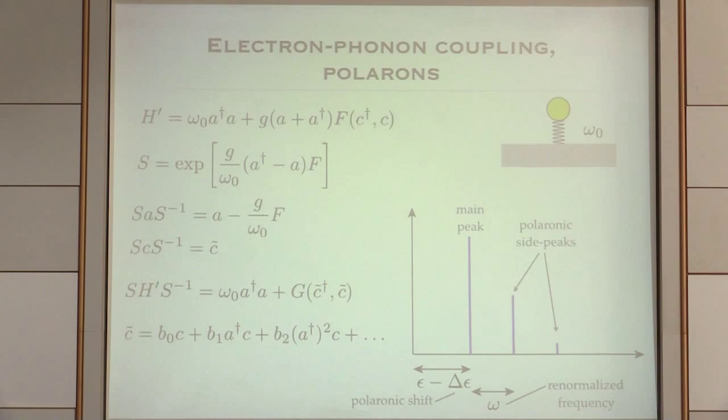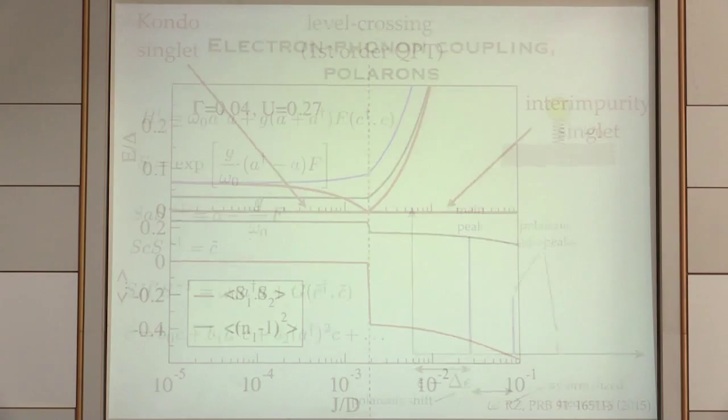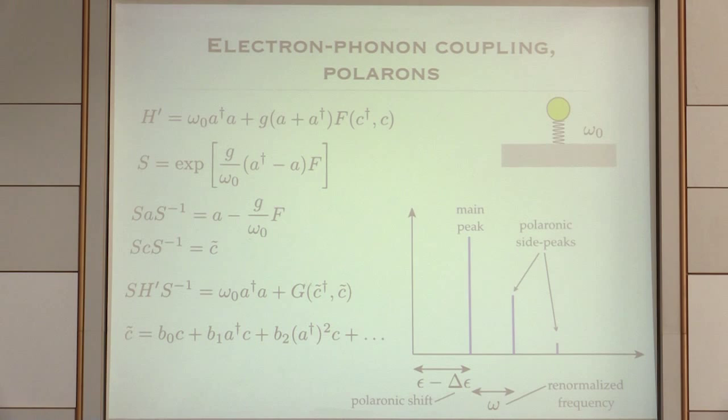Okay, so these were examples of competition between ground states, and now I'm coming to the second point, which is the unequal renormalization of various system parameters. A nice example where this can be seen is when you have coupling to the phonons, so some local vibrational mode.